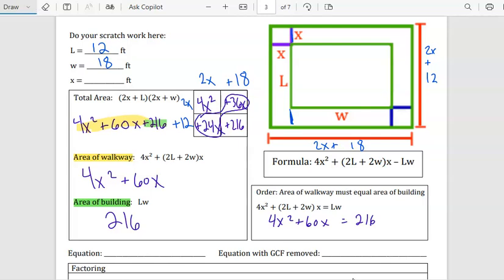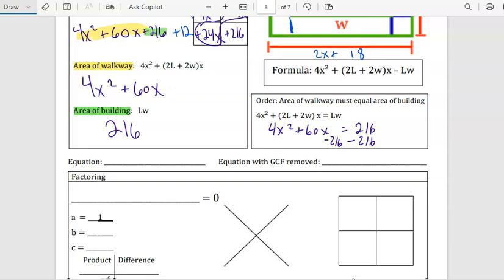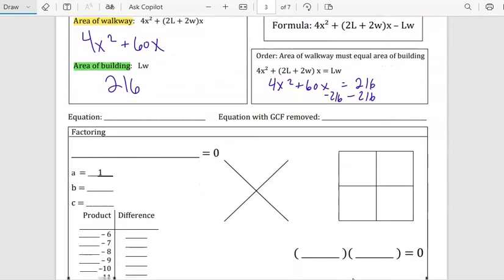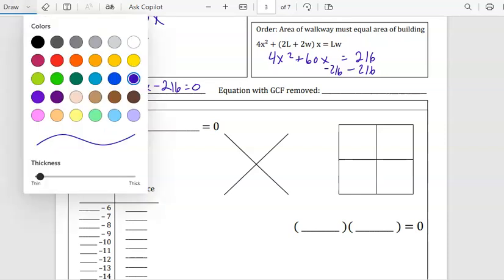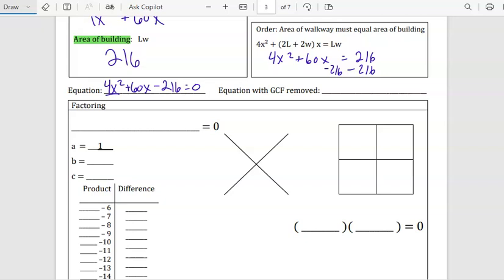We want to get rid of the 216 on this side, so we'll have 0 only on that side. So your equation is going to be 4x squared plus 60x minus 216 equals 0. For all the examples, 4 should go into all the numbers, so we'll divide each of these by 4.